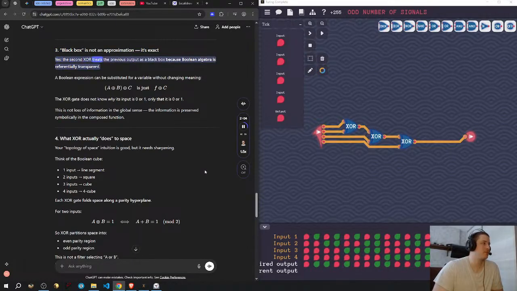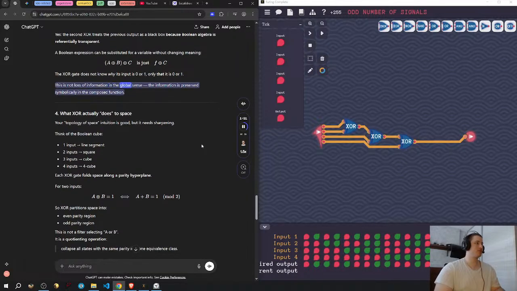Yes, the second XOR treats the previous output as a black box, because Boolean algebra is referentially transparent. A Boolean expression can be substituted for a variable without changing meaning. (A ⊕ B) ⊕ C is just F(C) = (A ⊕ B) ⊕ C. The XOR gate does not know why its input is 0 or 1, only that it is 0 or 1. This is not loss of information in the global sense; the information is preserved symbolically in the composed function.